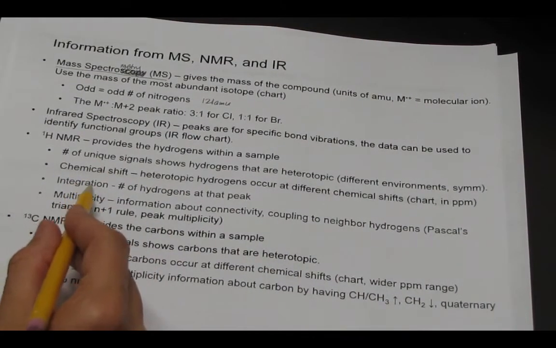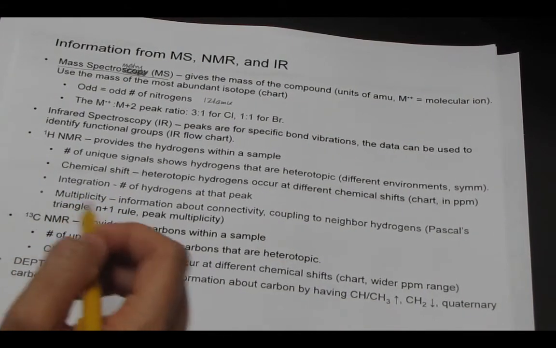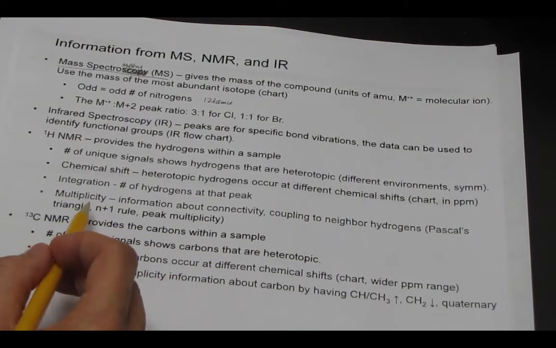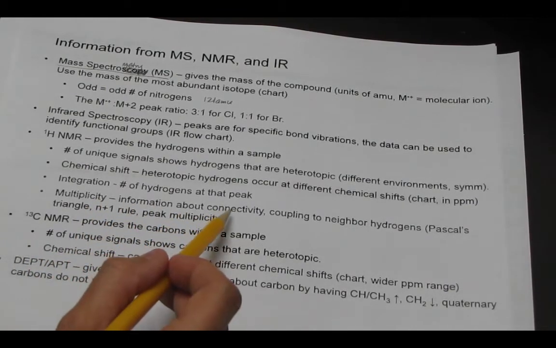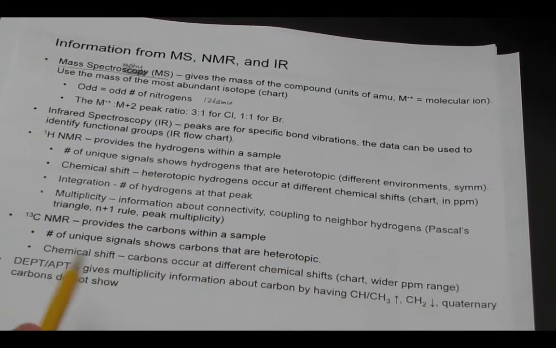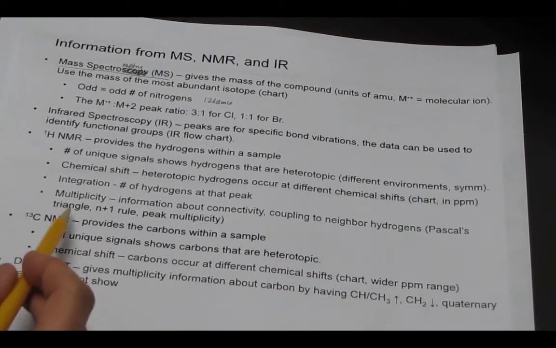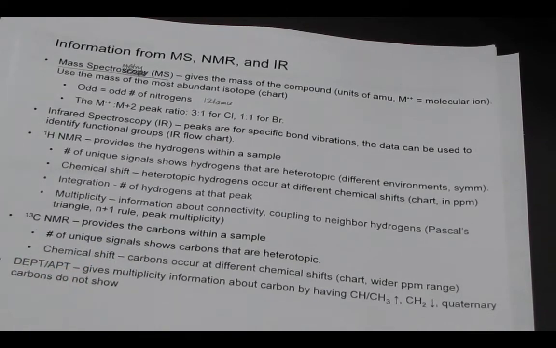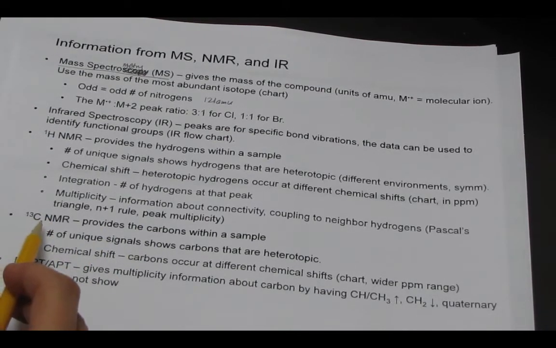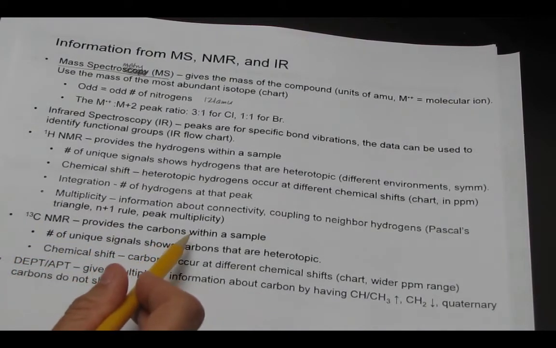You learned integration, which is the number of hydrogens at each peak, and then multiplicity, which was the fine detail in a peak, and it told you about connectivity and coupling to the neighbors. We talked about Pascal's triangle, the n+1 rule, and peak multiplicities such as singlet, doublet, triplet, and so on. C13 NMR told us about the carbons in a sample.